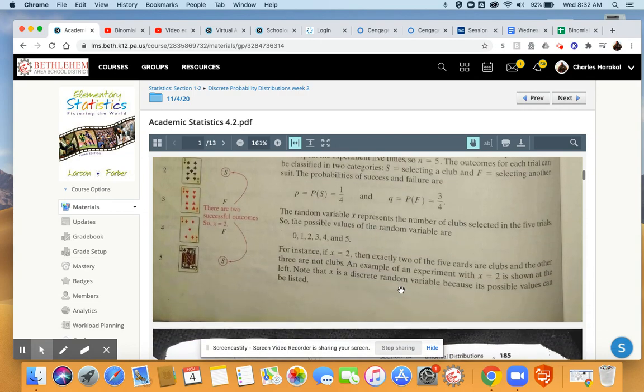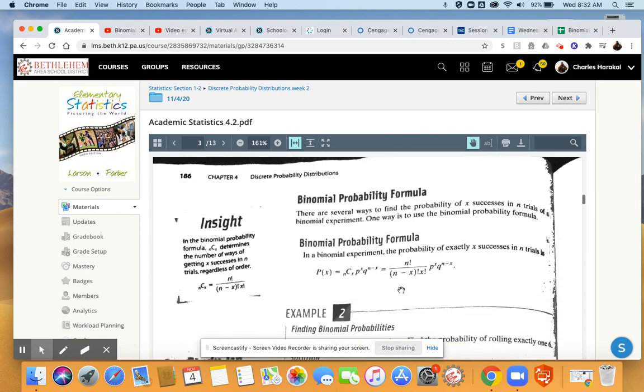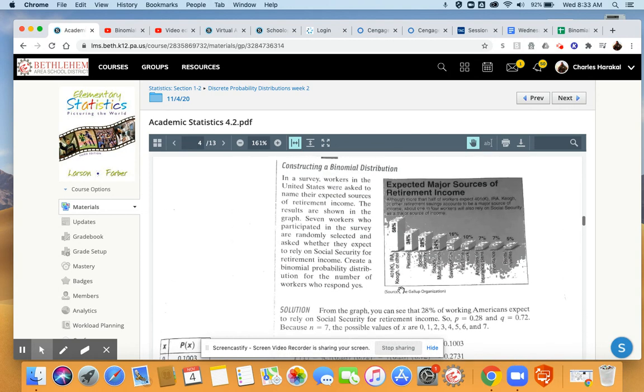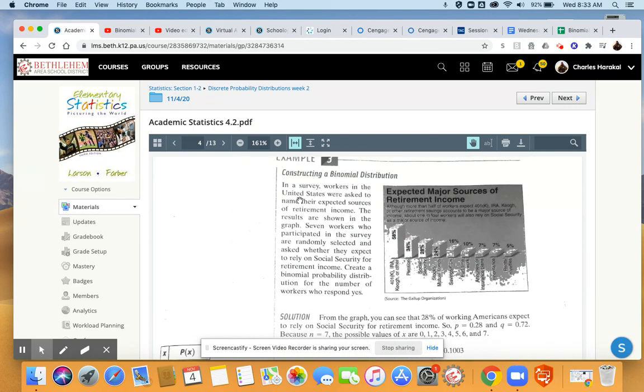Okay, so we'll jump ahead here to example number 3, and we'll talk about this. In a survey, workers in the United States were asked to name their expected sources of retirement income. The results are shown in the graph. 7 workers who participated in the survey are randomly selected and asked whether they'll rely on Social Security for retirement income. So some important information is given to you there.